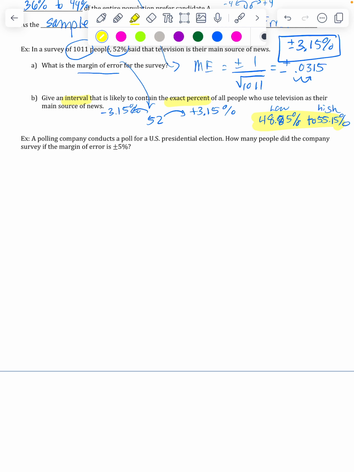Probably not. So this last one is asking us to work backwards. It says a polling company conducted a poll for the U.S. presidential election. How many people? So it's asking you to find N. Did the company survey if the margin of error was plus or minus 5%?